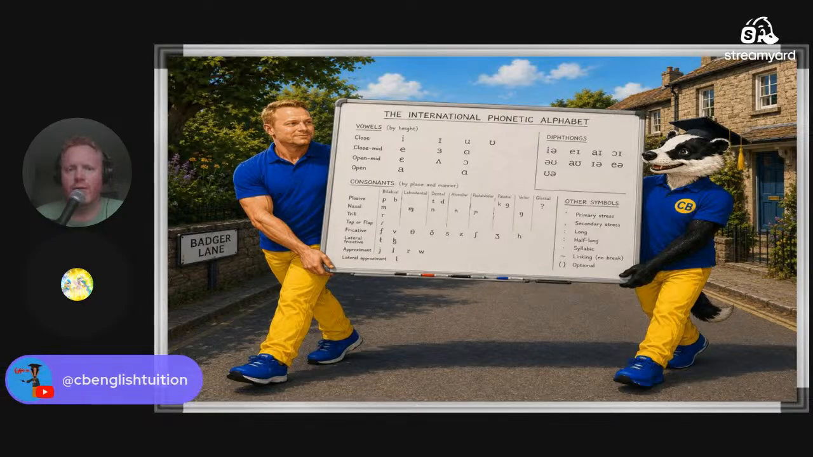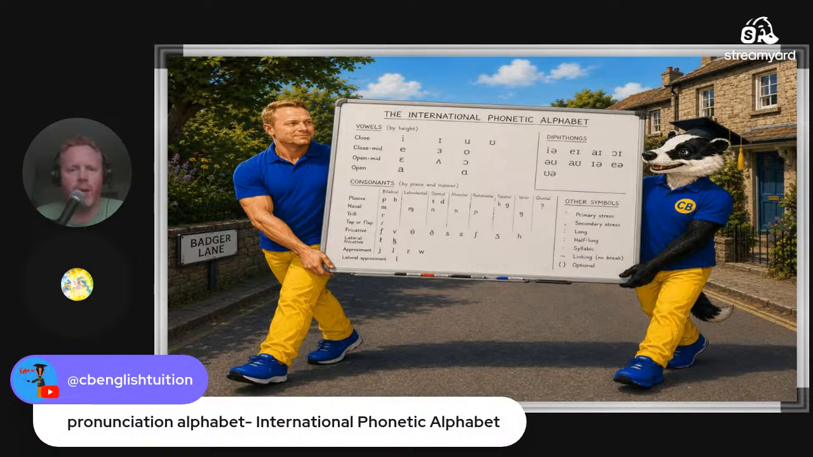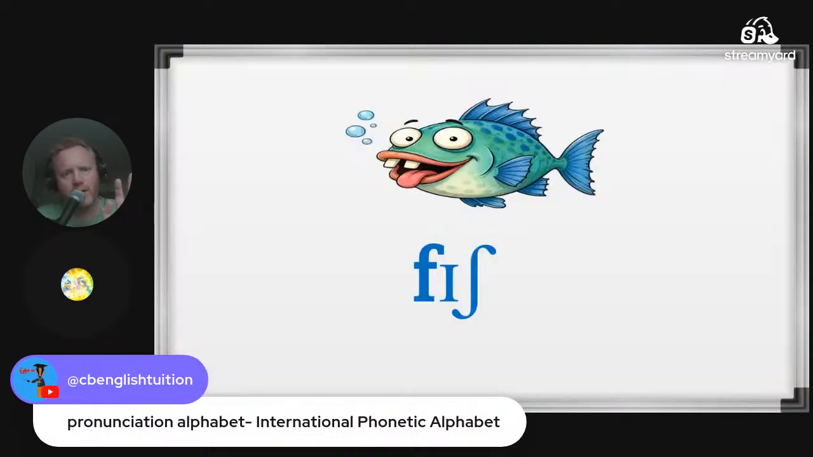Okay, so now remember that word fish? So now there is no confusion. We will spell fish like this: F-I-sh. There is only one symbol for the sound f. For the sound I, there is only one symbol. For the sound sh, there is only one symbol. So I think the fish is probably happy about that.